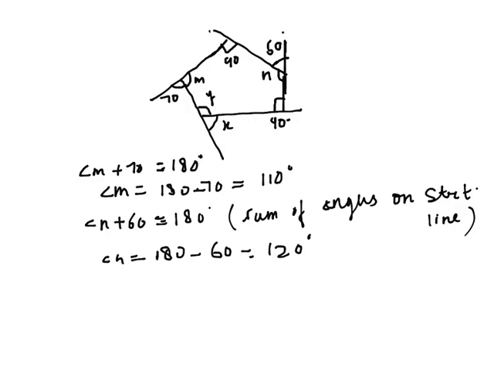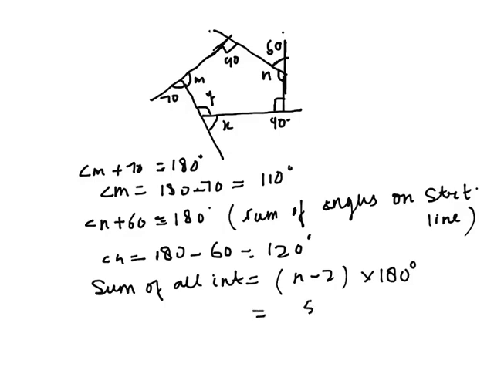it has 5 sides. 1, 2, 3, 4, 5. If we count, it has 5 sides and this is a pentagon. Now, to find the sum of all interior angles, which formula will we use? We will use (n minus 2) times 180 degrees. Here n is 5. So we will put (5 minus 2) times 180 degrees. 5 minus 2 will be 3 and 3 times 180 will be 540 degrees. So the sum of all interior angles of a pentagon will be 540 degrees.